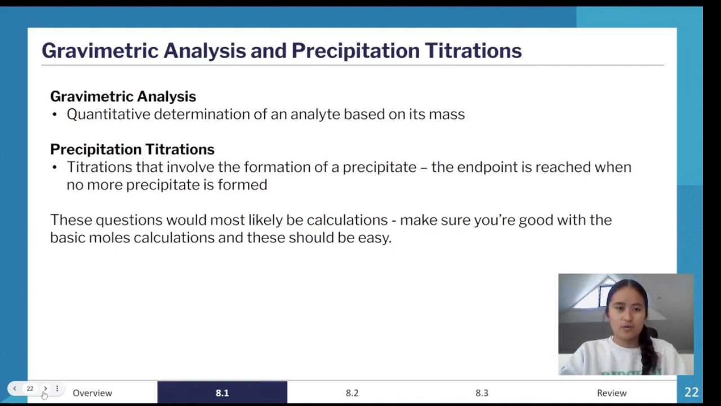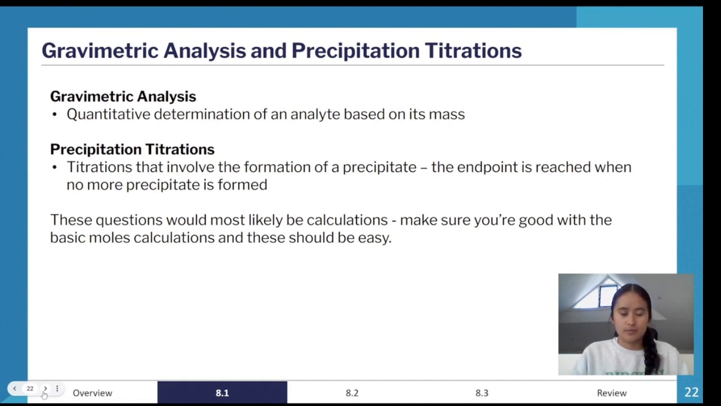And for gravimetric analysis and precipitation titrations, I'm not going to talk about them much, because gravimetric analysis you should have done in Year 11, and precipitation titrations follow the exact same process in calculations as normal titrations. In precipitation titrations, there's a bunch of different methods you can use, but generally the endpoint is where there's no more precipitate being formed.